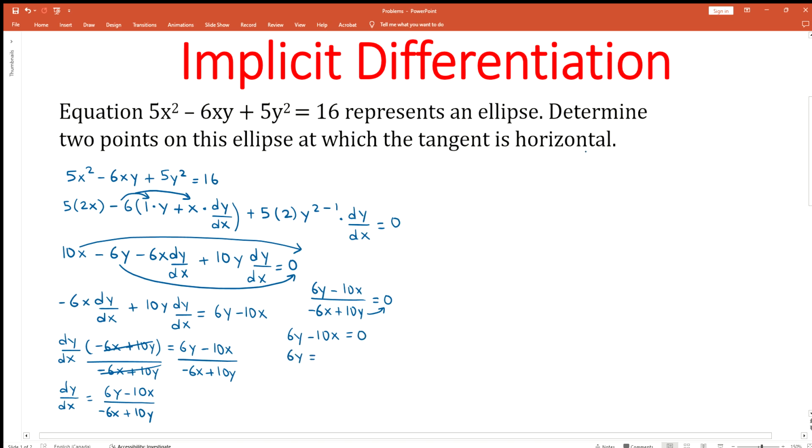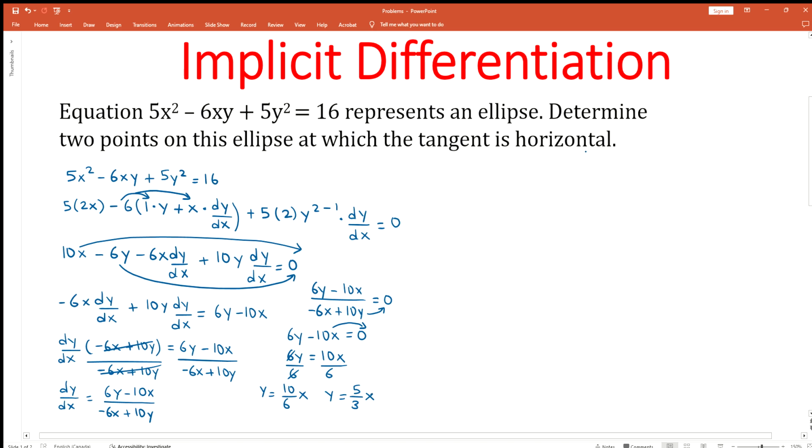Next we can move negative 10x to the right side of the equation. It will become positive 10x. Next we can divide both sides by 6. I get y equals 10 over 6x. 10 over 6 can be reduced to 5 over 3. This is the value of y in terms of x.